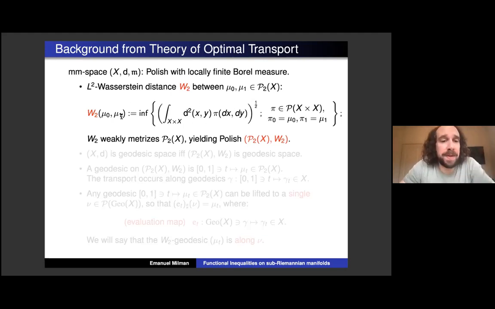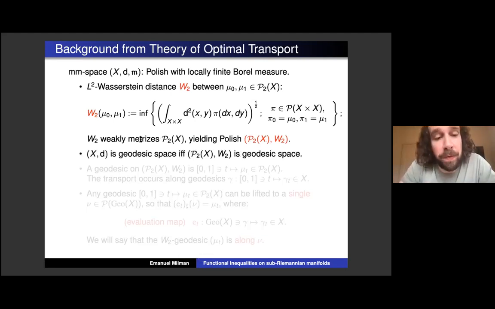It's not hard to show that this is a metric, and it turns out that W2 weakly metrizes P2(X), yielding also a complete and separable metric space called the Wasserstein space, W2. A very nice feature of this procedure is that the original space you started from is a geodesic space, so that between any two points there exists a distance-minimizing geodesic connecting them, if and only if the resulting Wasserstein space is also a geodesic space. Okay, so that's very nice.